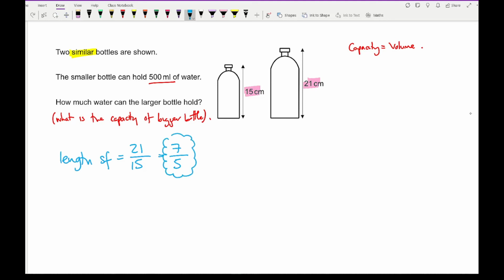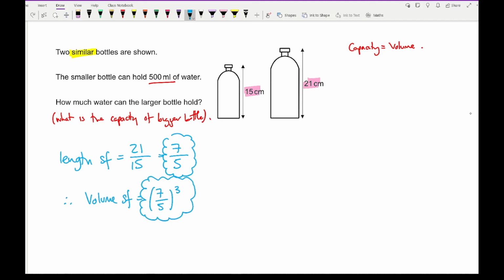Now, the next question is therefore that the volume scale factor is going to be 7 over 5 cubed. Now I could work that out, but I'm going to leave it as 7 over 5 all cubed. Now don't write this as 7 cubed over 5 because that is a mistake. You need to make sure that you've got 7 over 5 and it's all being cubed.